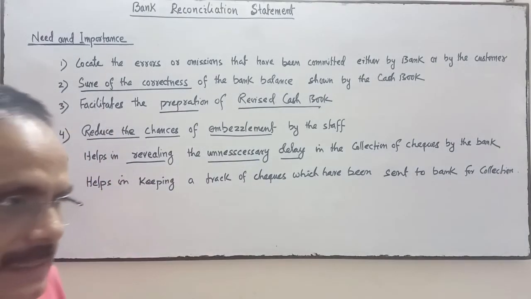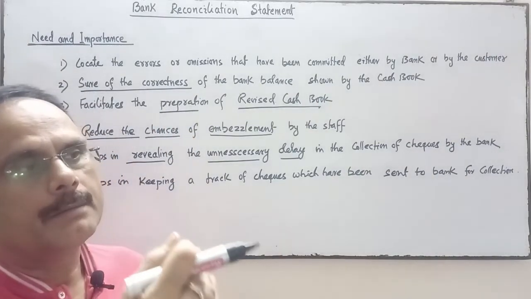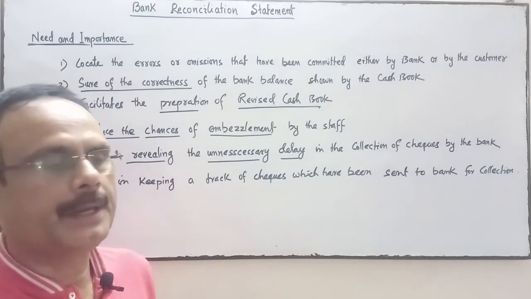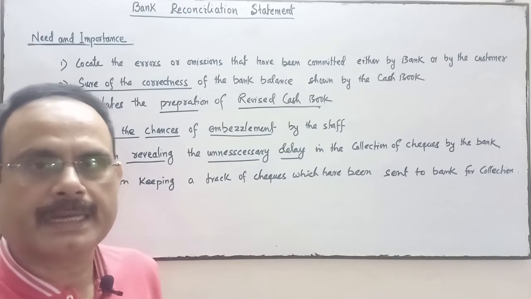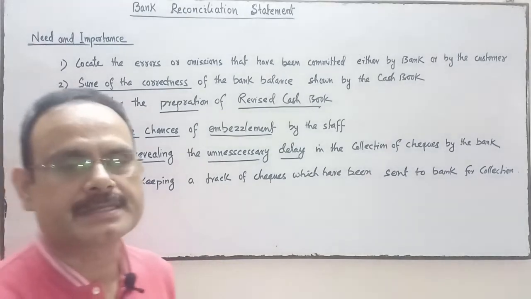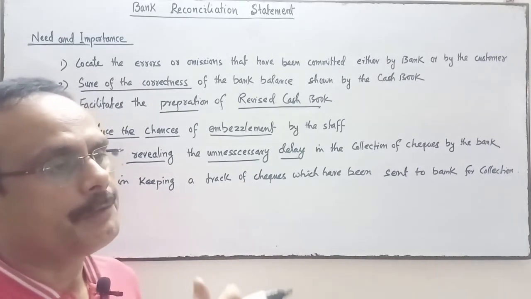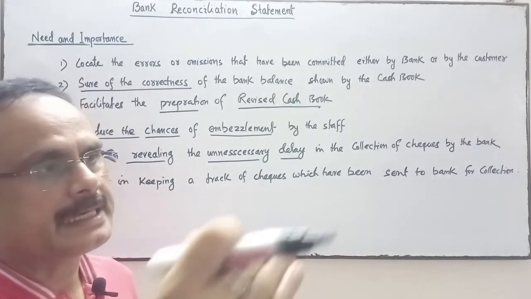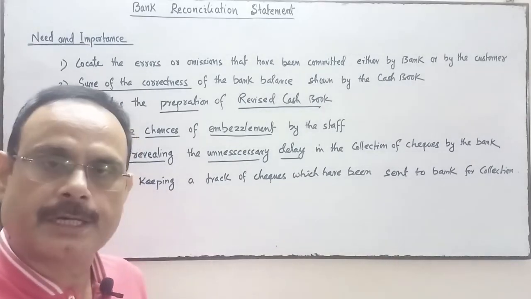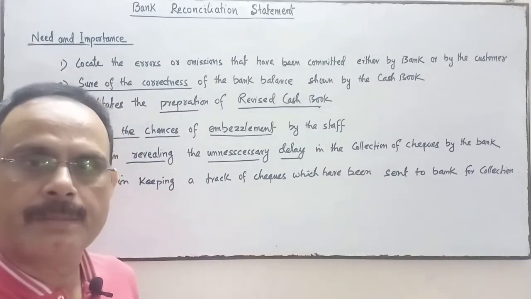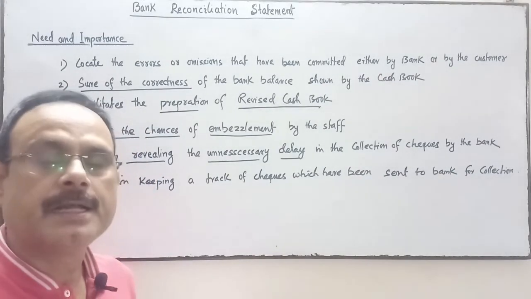If any check is collected late, maybe 10 days late or 5 days late, then we can talk to the bank manager. We will ask the bank manager, why so late? So this will reveal whether this check is collected on time or not. If the check is not collected on time, then we have to report to the bank manager and we have to know the reason why the check is collected late.